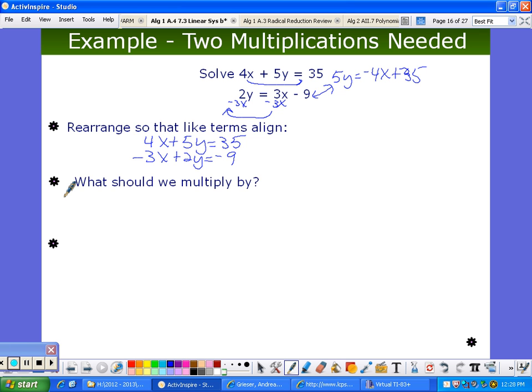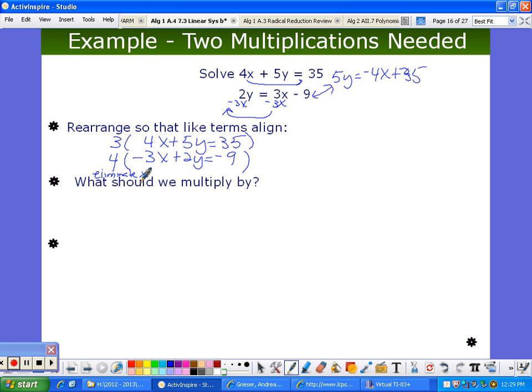So what is it we can multiply by so that we can make either the x's be opposites or the y's be opposites? What do you think? I think you can multiply 4x by, or 4 by 3. Multiply the 4 by 3. And then divide by 4. Okay, so if we do that, I'm going to get a 12x here, a negative 12x, so what's that going to do for us? It's going to eliminate the x's, right?